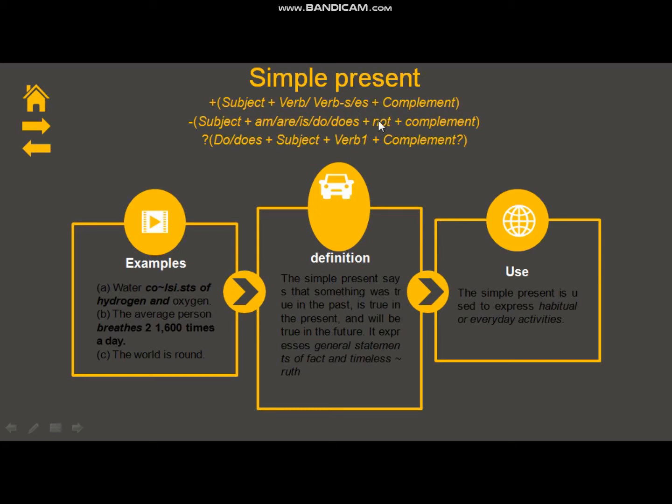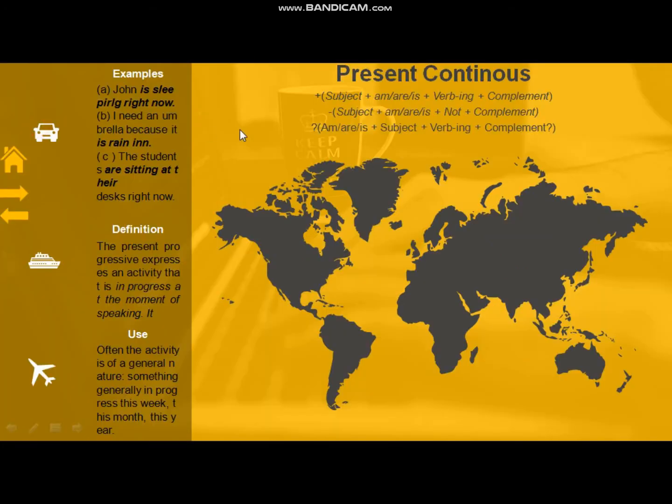Next is present continuous. Present continuous, or we can call it present progressive, expresses an activity that is in progress at the moment of speaking. Present progressive or present continuous is often used when the activity is of a general nature, something general in progress this week, this month, this year.